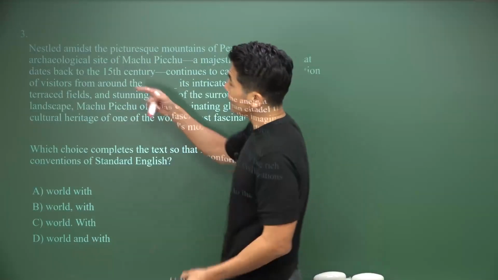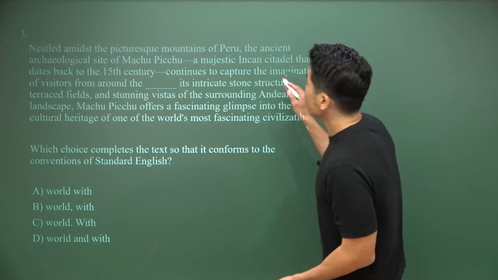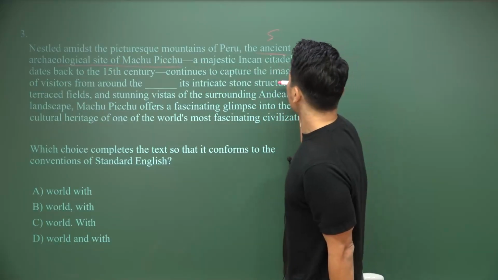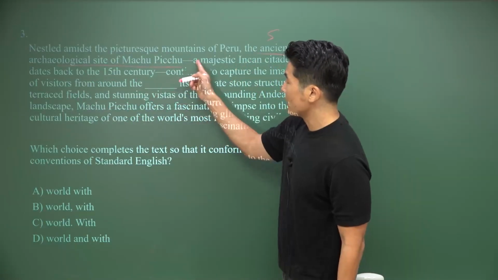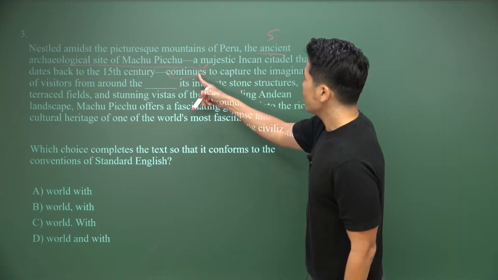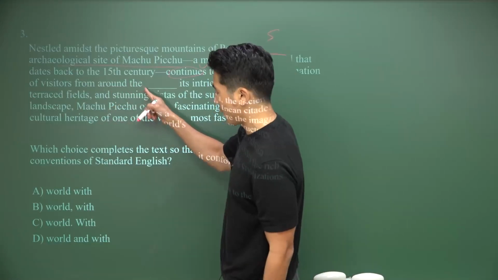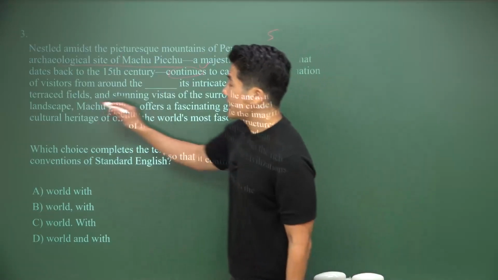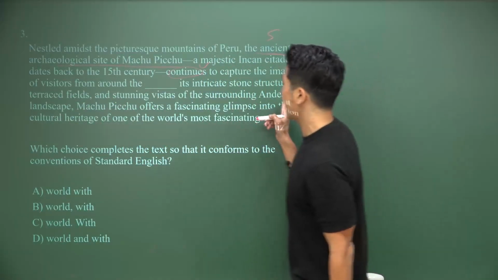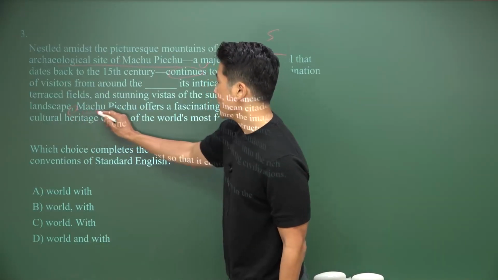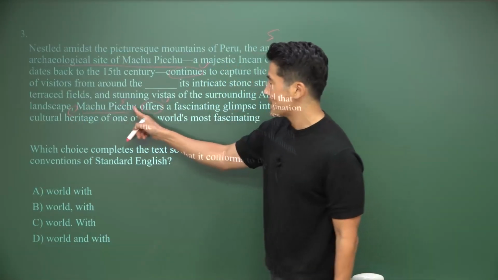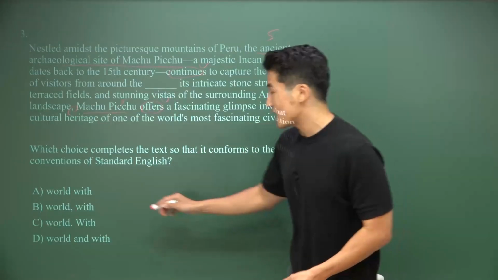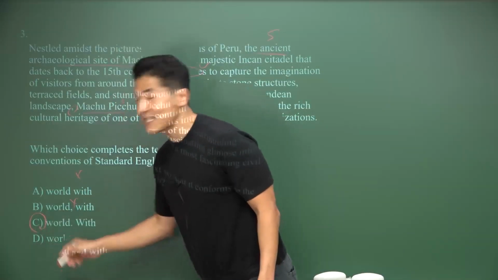All right, so here: nestled amidst the picturesque mountains of Peru, the ancient archaeological site of Machu Picchu, that's the subject of my sentence. A majestic Incan citadel that dates back to the 15th century, that's non-essential. Continues is my verb. This continues to capture the imagination of visitors from around the world with its intricate stone structures. I have a list: terraced fields and stunning vistas of the surrounding Andean landscape. Machu Picchu offers. I notice a new subject and a verb, so I notice a new sentence being created. So I automatically know, you guys, that this and this are going to be wrong and C is going to be the correct answer.